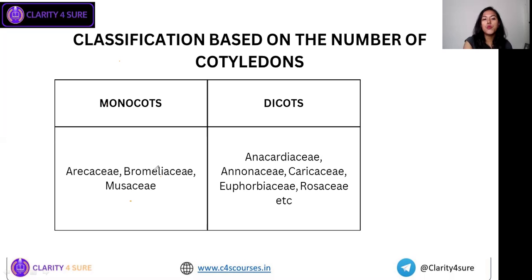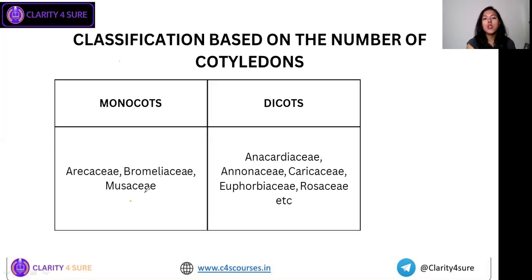And in the case of Bromeliaceae, it is the pineapple. And Musaceae, so Musaceae is what? Banana. So it's so simple to remember, isn't it? Areca nut, Arecaceae. Bromelain of pineapple, so it belongs to the family Bromeliaceae. Musaceae: banana's scientific name is what? Musa species, Musa acuminata, Musa balbisiana. So it is Musaceae, right?